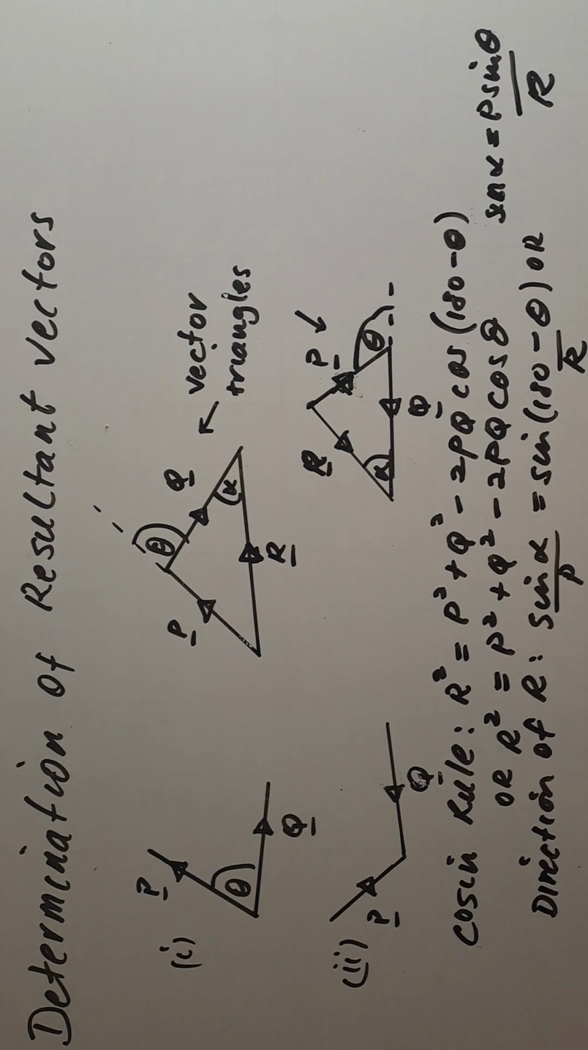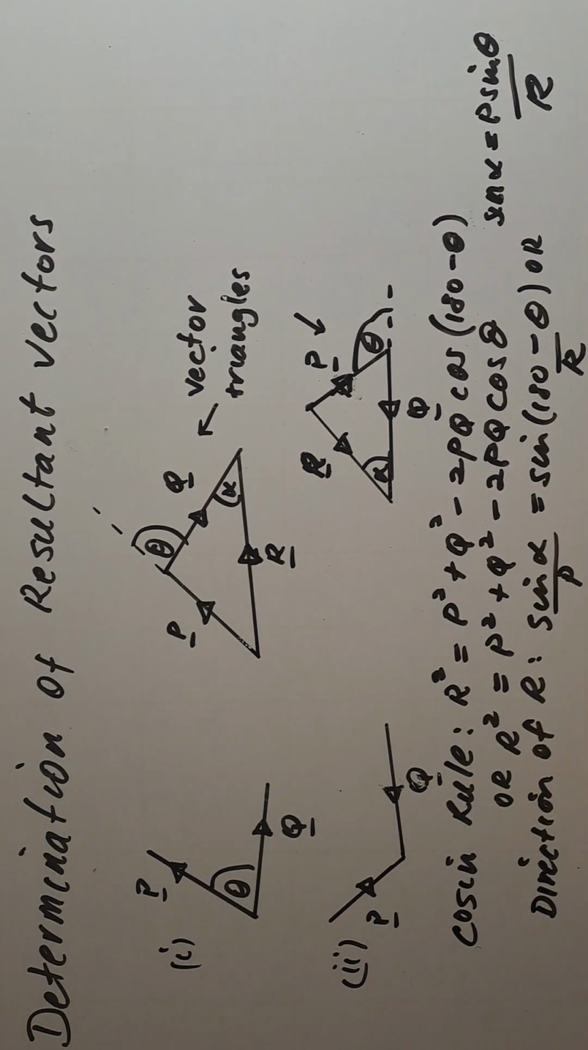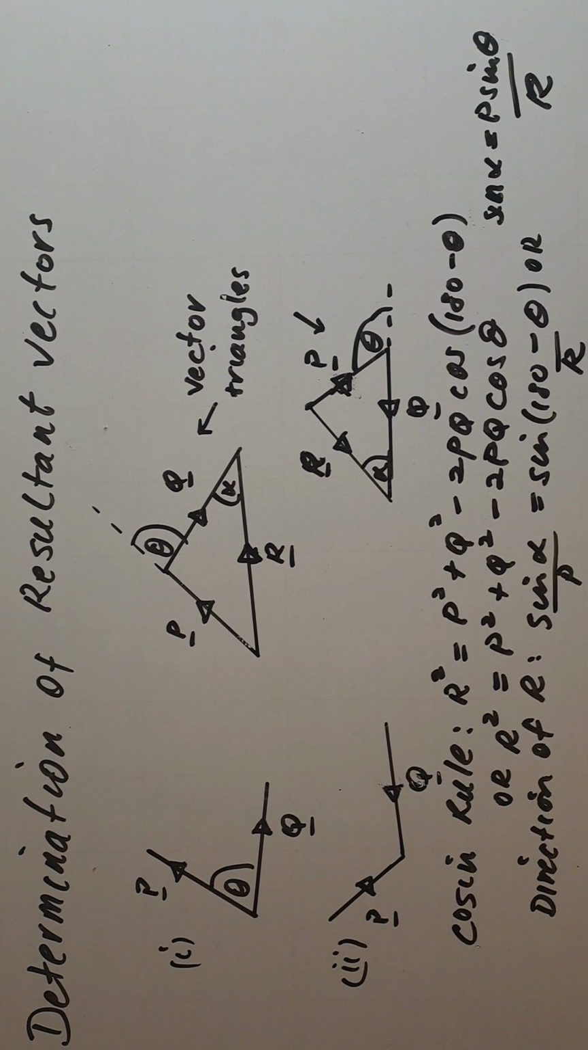Now these two formulas are valid for calculating the values of the resultant R and alpha, whether theta is acute or obtuse. So it will apply in both cases.